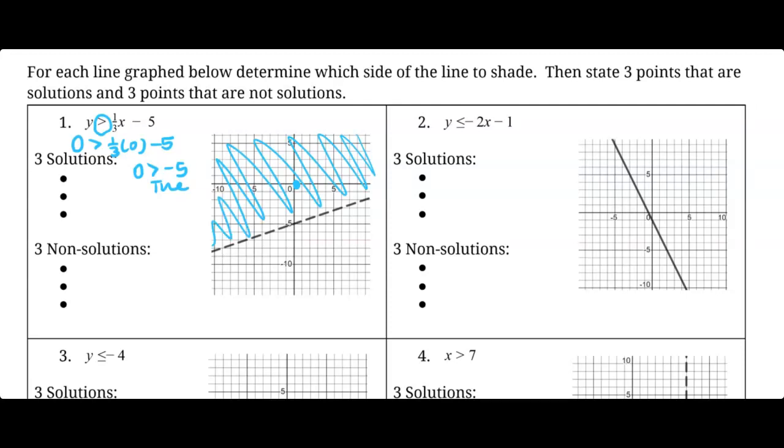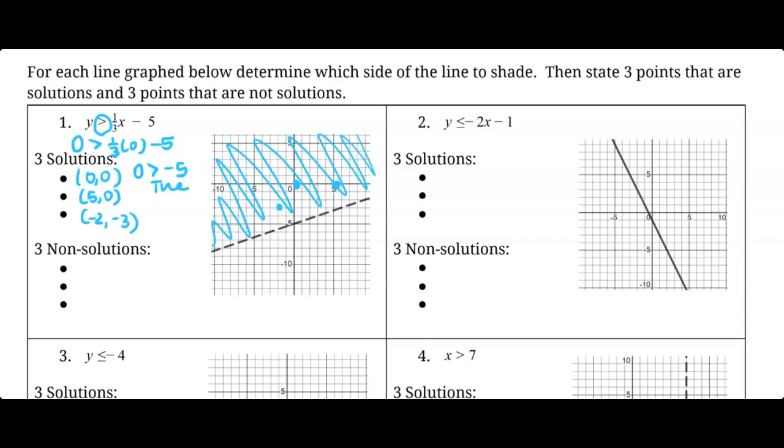3 solutions would be any points in that shaded area. So (0, 0) we found to be true, and then any other point. So I could pick (5, 0). I could pick (-2, -3). Those are all solutions because they're in the shaded area.